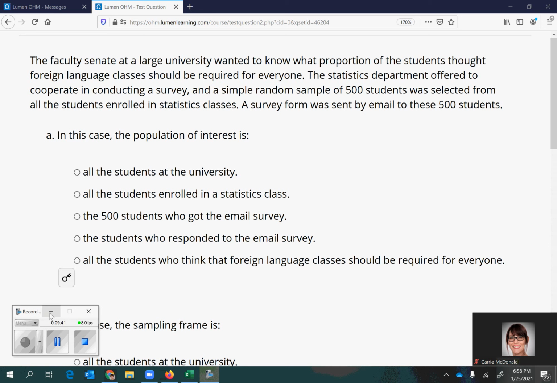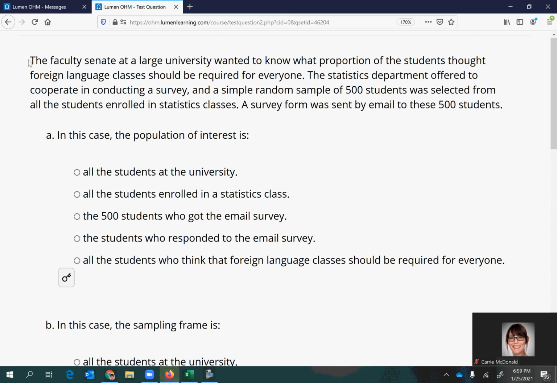All right, here we have question number 13 from lesson 2. It says the faculty senate at a large university wanted to know what proportion of the students thought foreign language classes should be offered for everyone. The statistics department offered to cooperate in conducting a survey, and a simple random sample of 500 students was selected from all the students enrolled in statistics classes. A survey form was sent by email to these 500 students. A, in this case, the population of interest is.